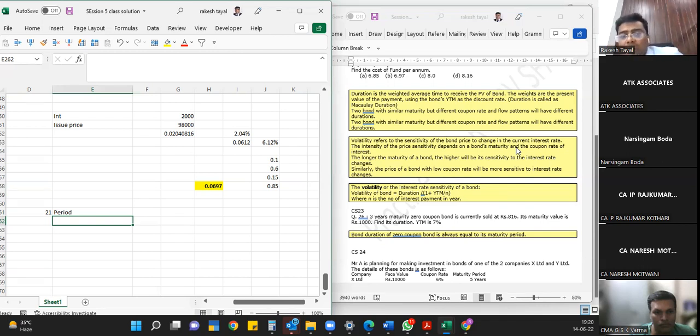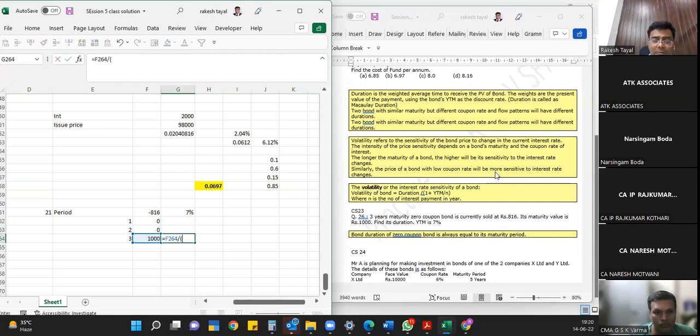So we will do this theory. The only point is the duration is the weighted average time. So if there is a 3 year maturity, it's a zero coupon bond currently sold at 816. Maturity value is 1000. YTM is given, that is 7%. What is the present value? $816.29 is the present value.